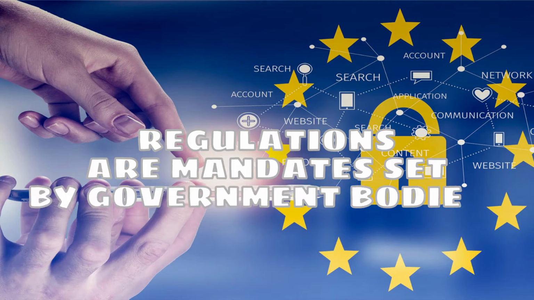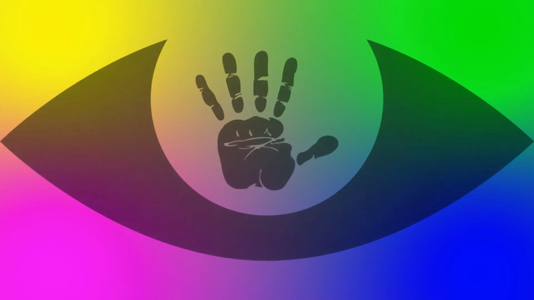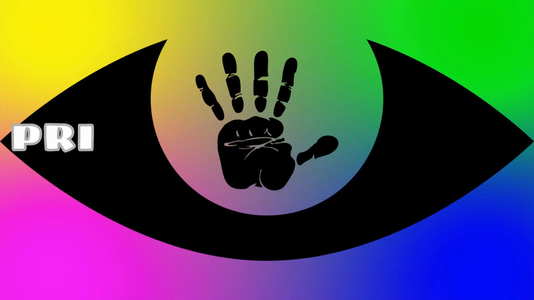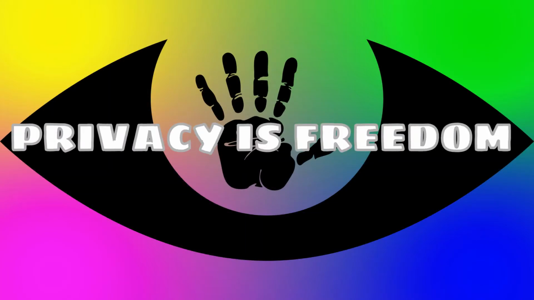Regulations are mandates set by government bodies. Regulations can be created by legislative or administrative action. Privacy is freedom from being observed, monitored, or examined without consent or knowledge.